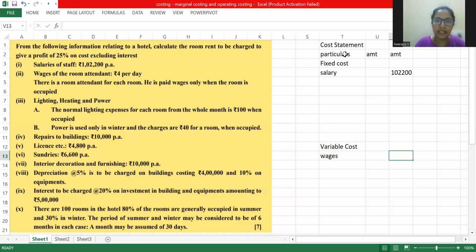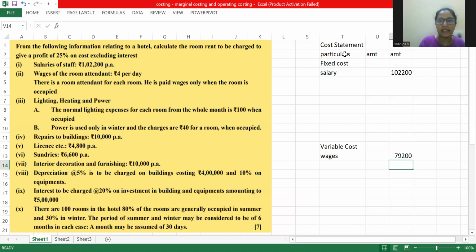Okay. There is a room attendant for each room. So if there are 100 rooms, there are 100 room attendants. But they are paid wages only when the rooms are occupied. How many days are the rooms occupied? 19,800 days the rooms are occupied. So for 19,800 days, the wages of 4 rupees will be paid.